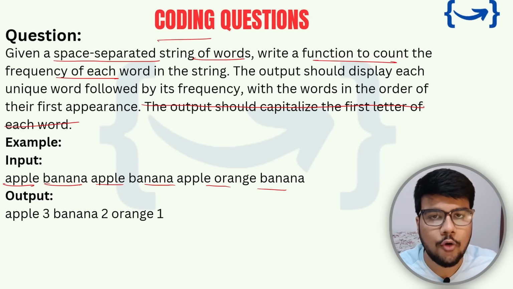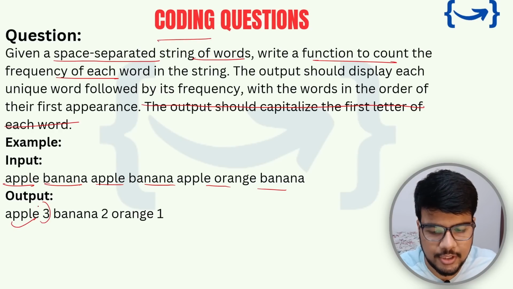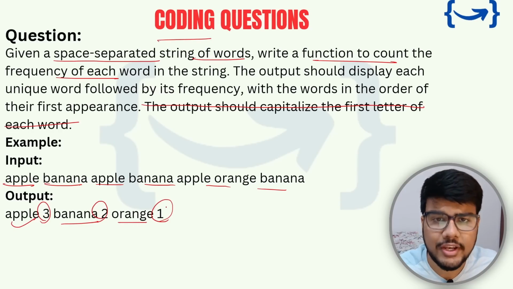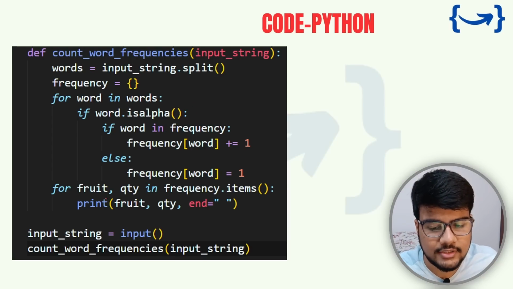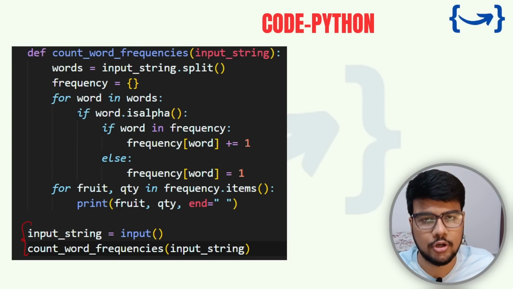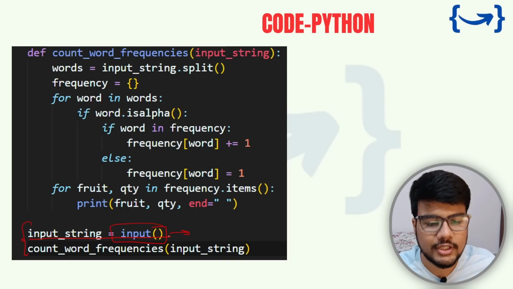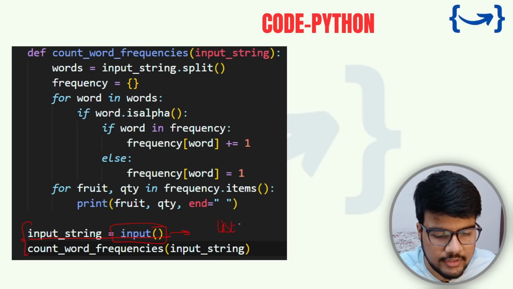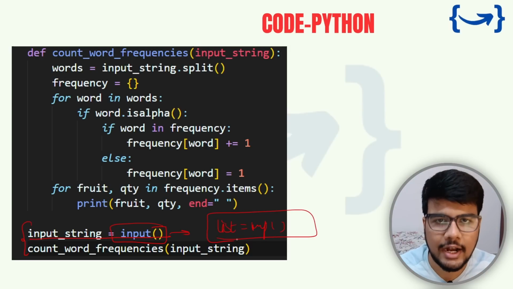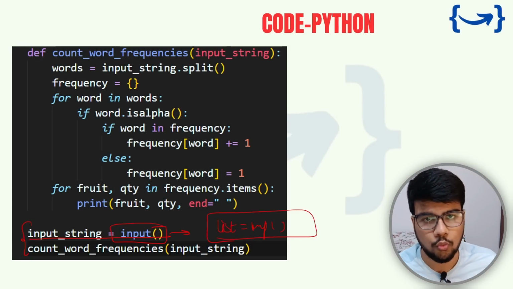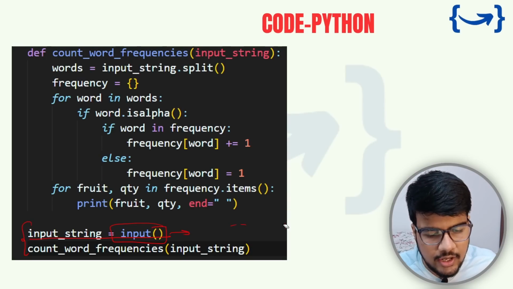So how can you do it? You can see apple has been repeated 3 times, banana 2 times, orange 1 time. How can you create it? It is very easy. Let's hop towards the code. See, this is the way you need to take input. So take the input string in a single line. People used to create a list, map, or input split, and try to be very convenient in writing. Yes, I know it is convenient, but wherever it is possible, if this approach is not working, you can use this.